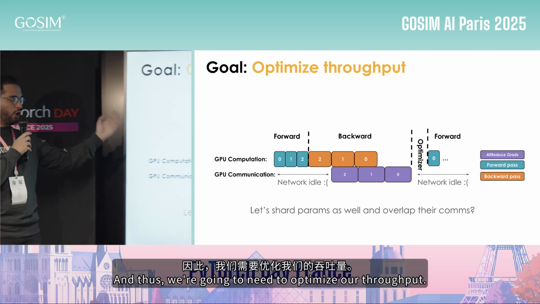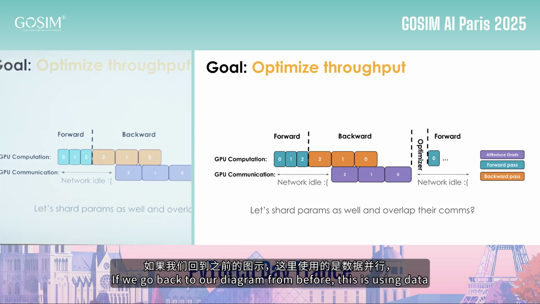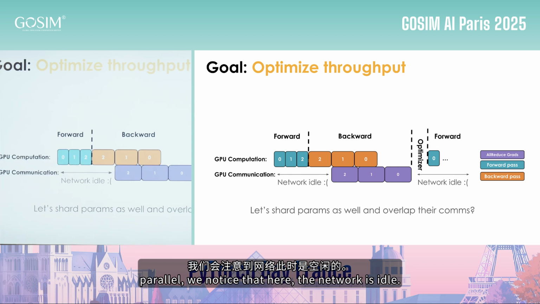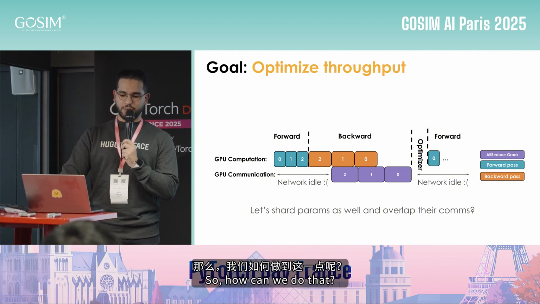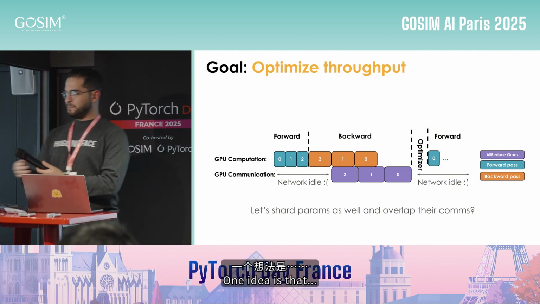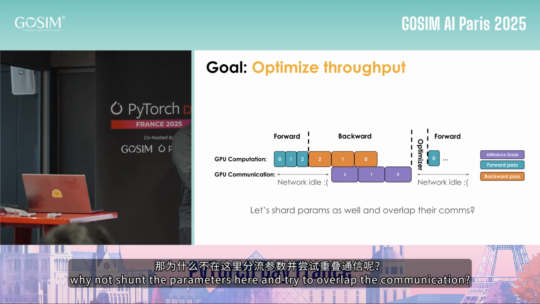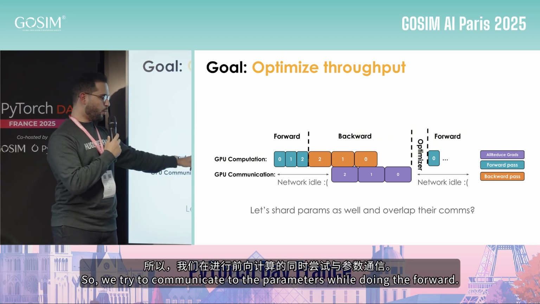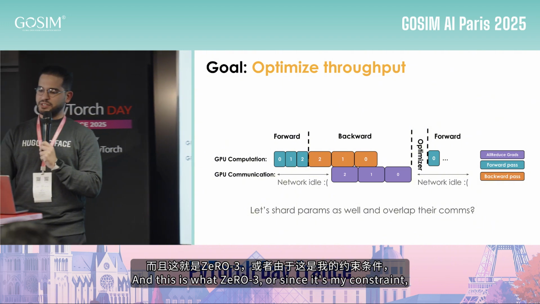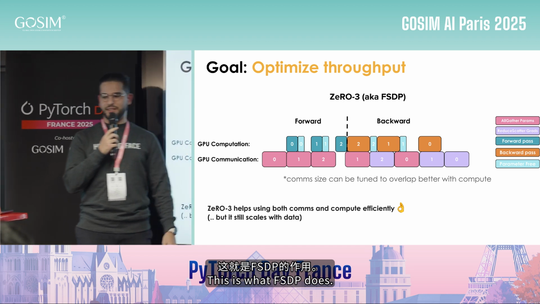Thus, we're going to need to optimize our throughput. If we go back to our diagram from before, this is using data parallel, and we notice that here the network is idle. And we said that we can overlap compute and network. So how can we do that? One idea is, why not shard the parameters here and try to overlap the communication? So we communicate the parameters while doing the forward. And this is what ZeRO-3, or since it's PyTorch today, what's called FSDP, does.